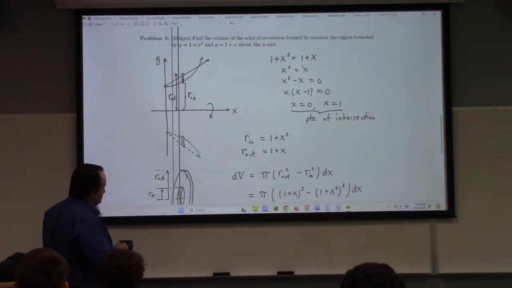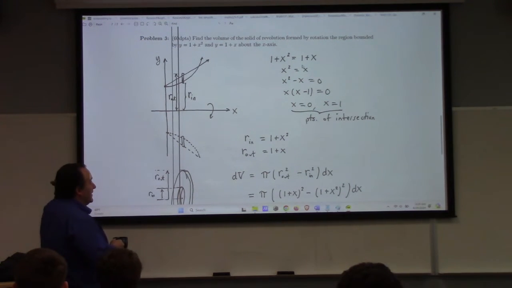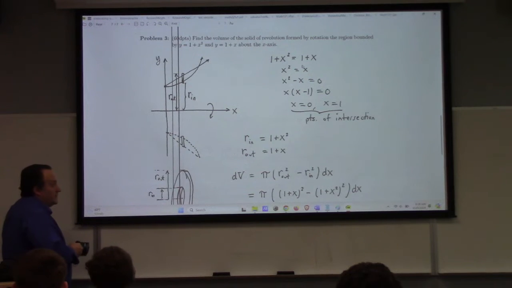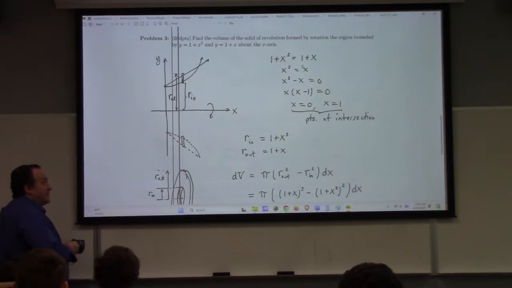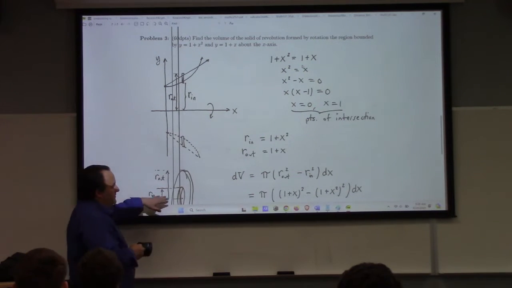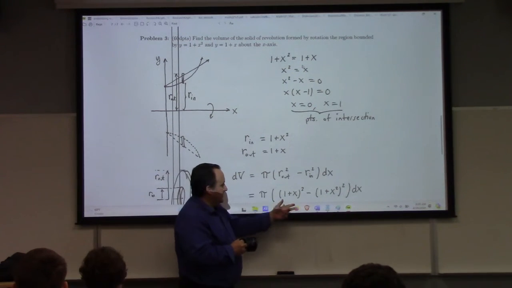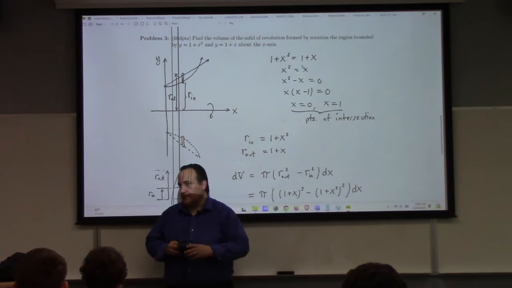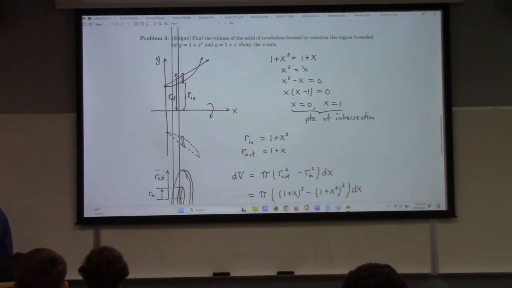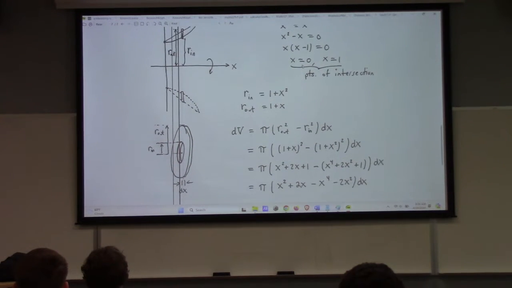And anyway, so the inner radius is given by the parabola, and the outer radius is given by the line here. And so the volume for the washer is pi times r_out squared minus r_in squared, which is this minus that. Probably if you guys made a mistake here, in all likelihood it happened right in this algebra.